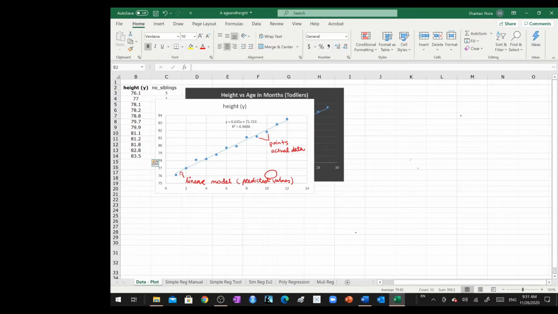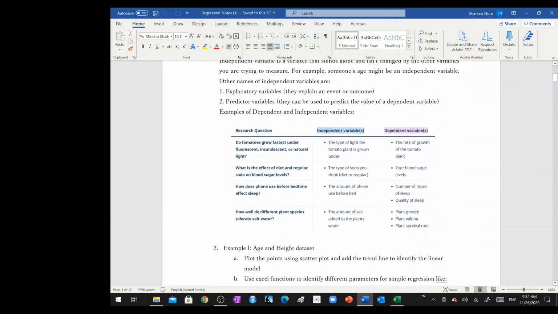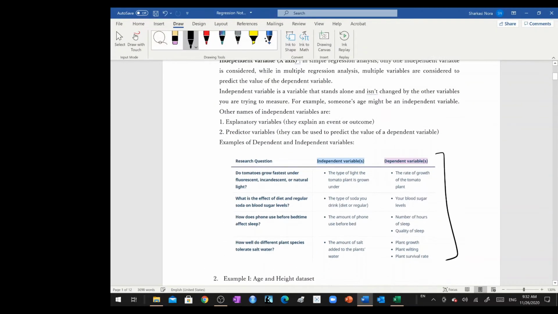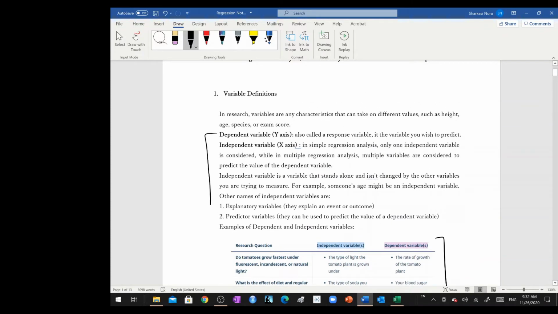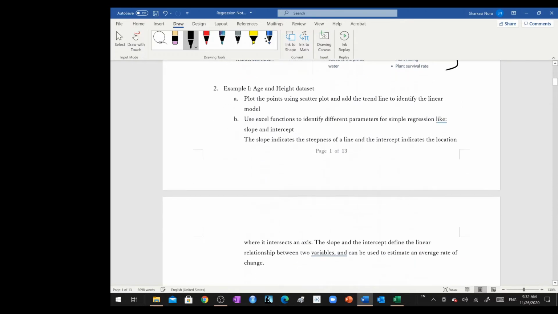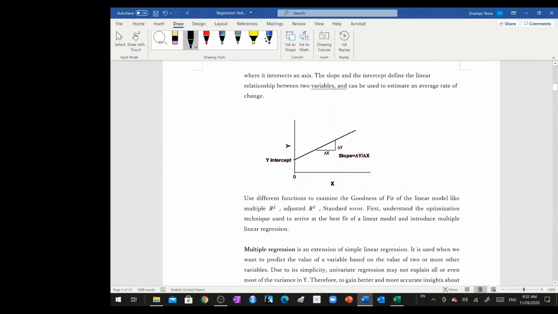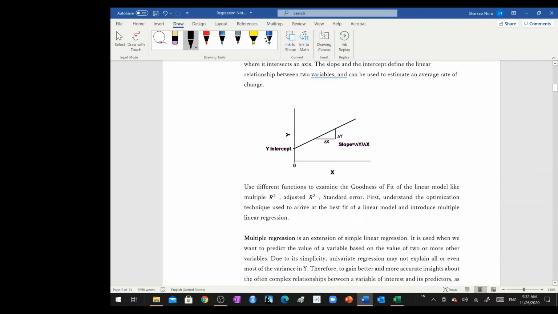So basically, there is an algorithm that is used to determine the best line. Yeah, and this is called the ordinary least square. Of course, here I have multiple examples for you guys, and over here I have the definitions and examples of the dependent and independent variables, and over here I'm starting to explain to you this example in particular, the age and height and what you need to do.